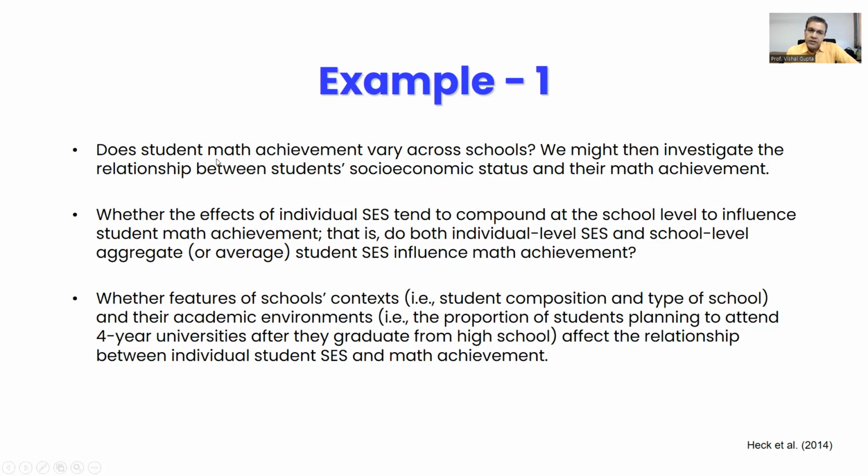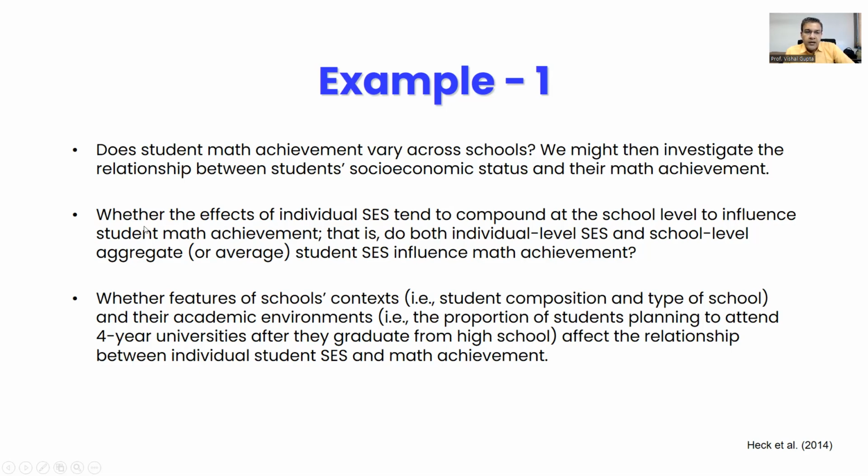So what is the individual level variable here? It is students' math score. Does it vary across schools? So what is the grouping variable or nesting variable? It is schools. So students are nested within schools. That is the grouping. We are not taking here teachers or classrooms. Rather, we are saying student math achievement as a function of schools.